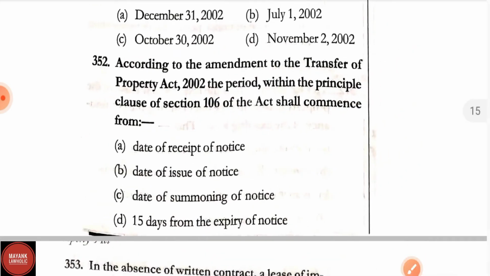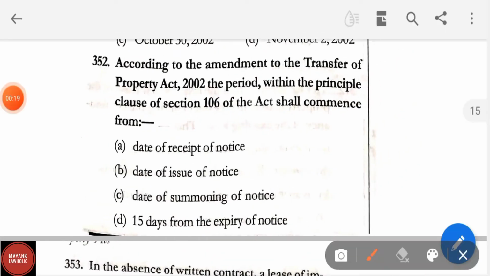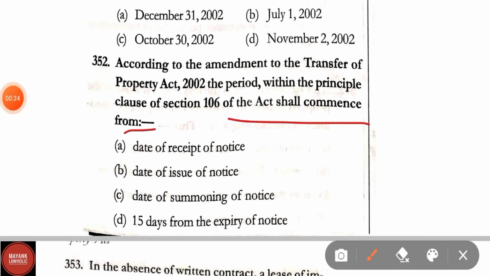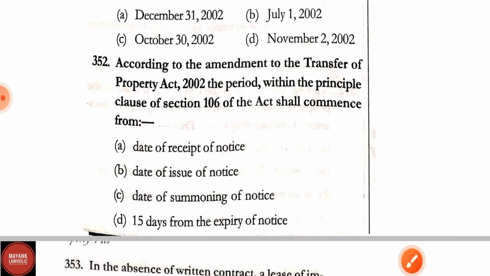Question number 352. According to the amendment to the Transfer of Property Act 2002, the period within the principal clause of Section 106 of the Act shall commence from. Option A, date of the receipt of notice; date of issue of notice; date of summoning of notice; 15 days from the expiry of notice. Correct answer is option A, that is date of receipt of notice.